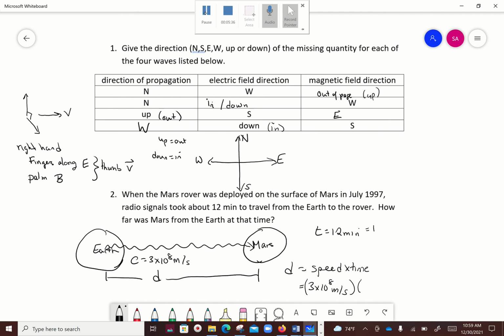So 12 minutes times 60 seconds in 1 minute. So the units of minutes cancel out. So 12 times 60 is 720 seconds. So I'm going to put that in there. And I get that my distance is 2.16 times 10 to the 11 meters. So that's pretty straightforward.